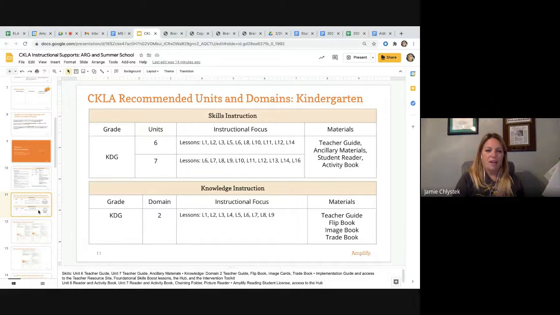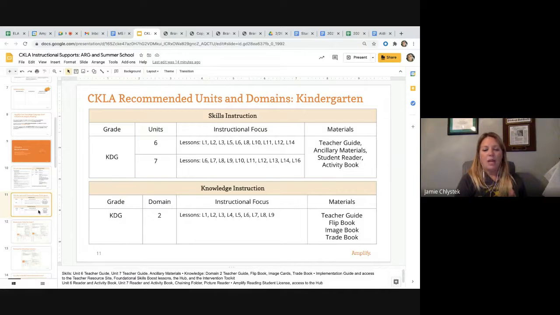And so we've identified those units as well as the lessons for you. The other thing I will let you know, and I know I've been sharing some student activity book pages with you, so thanks for bearing with me. I just got the first ones to all of you, so hopefully everybody has access to that now.